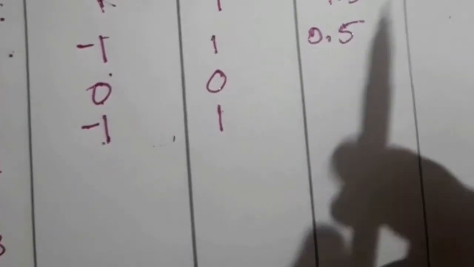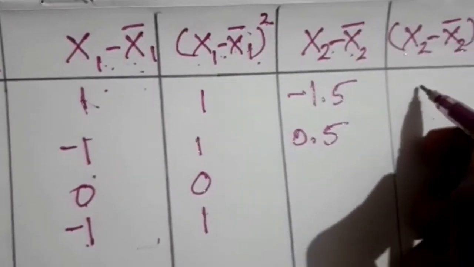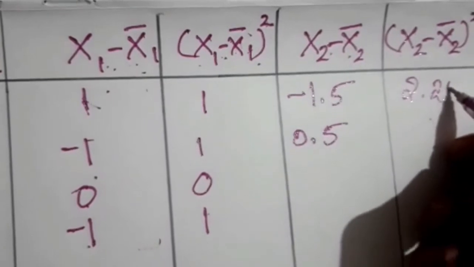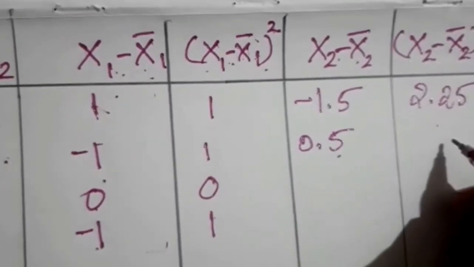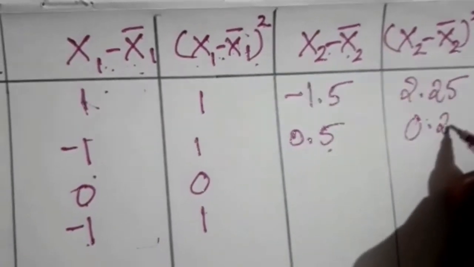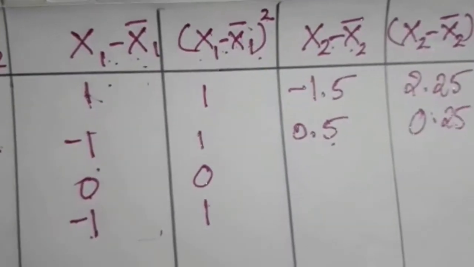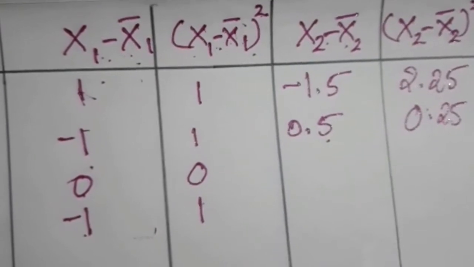Okay, then next x2 minus x2 bar the whole square, that is minus 1.5 the whole square, which means it is 2.25. Then 0.5 square means 0.25. Okay, in that way we have to calculate all those values.